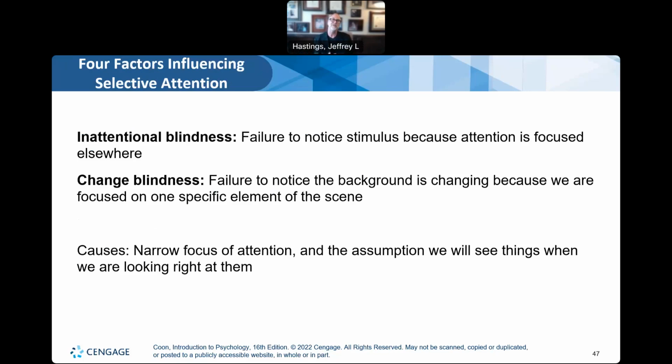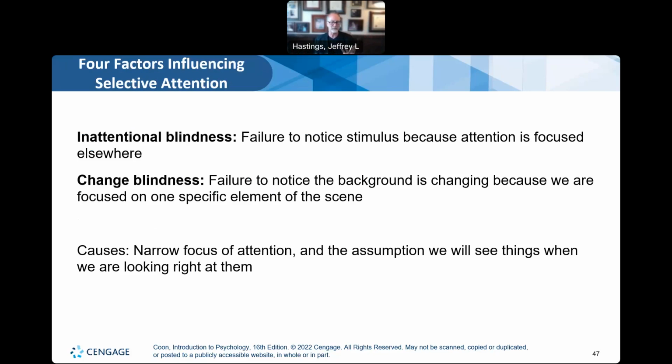Then there's change blindness. This is more of a perceptual phenomenon of not being able to see subtle changes to the environment, like slowly turning up music, or the smell of a food that starts very small, and as someone's cooking, it gets more and more, and you may not notice it right away.